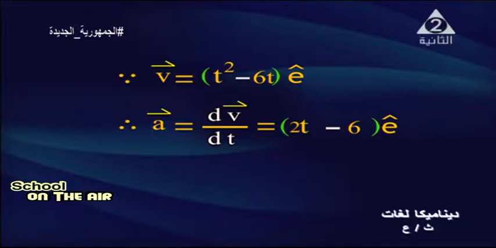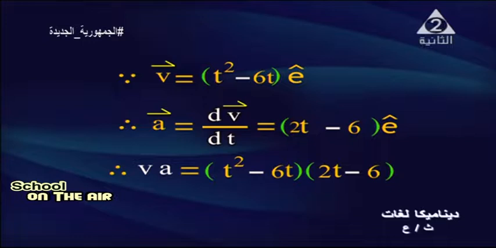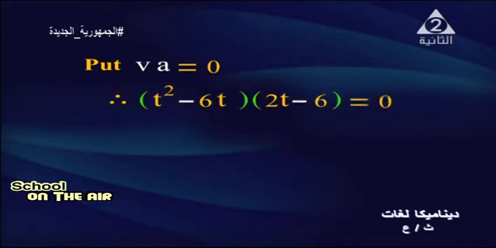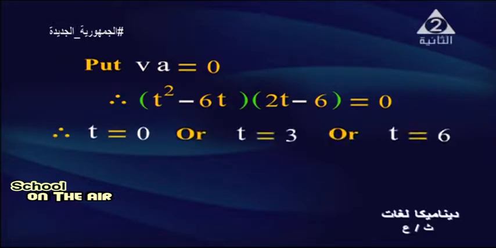Now we have vector v and vector a, but the algebraic measure of v and the algebraic measure of a, which are v times a, equals t power 2 minus 6t between two brackets multiplied by 2t minus 6 between two brackets. Now v a equals 0. Then t power 2 minus 6t multiplied by 2t minus 6 equals 0. Then t equals 0 or t equals 3 or t equals 6.